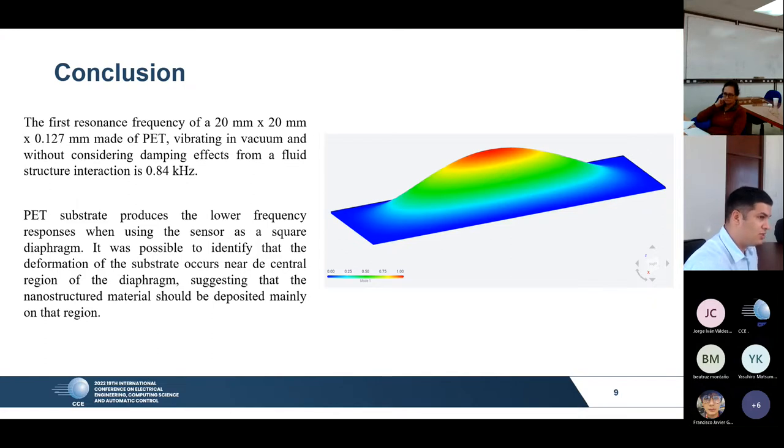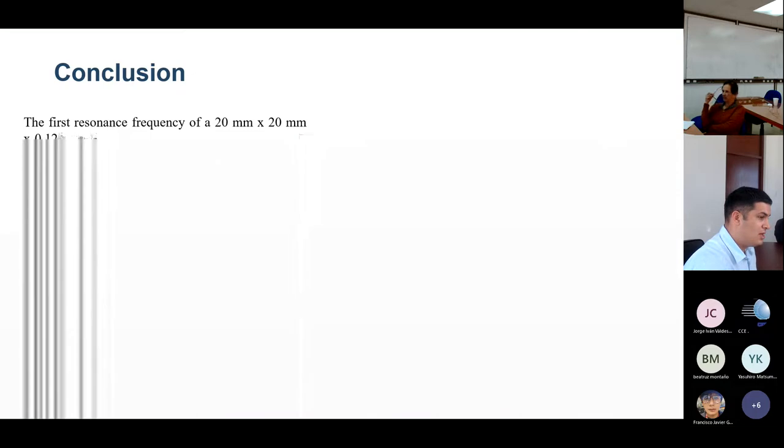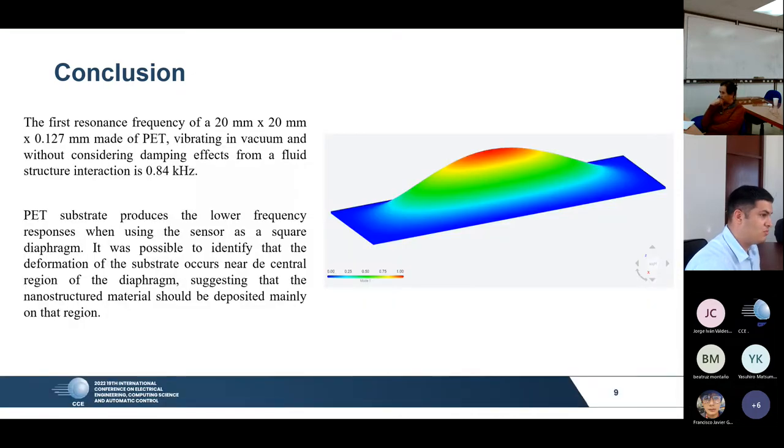This is another important consideration because the piezoelectric transduction mechanism that we are thinking of using depends on how much strength is applied to the substrate in order to produce the bigger quantity of transduction to current, to voltage, sorry. So this was our analysis for this sensor.